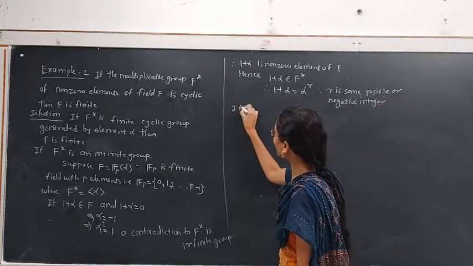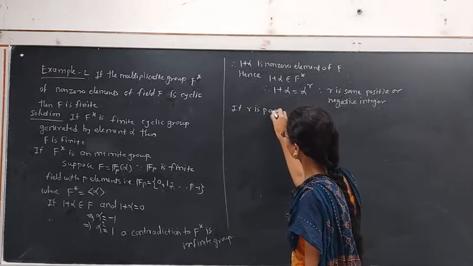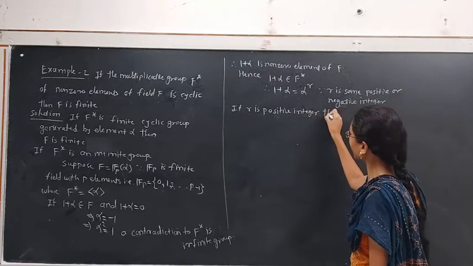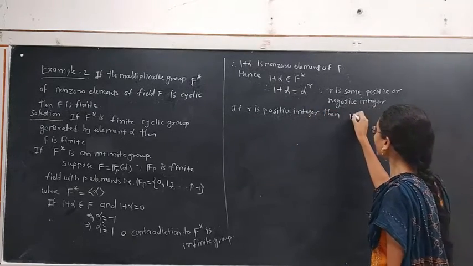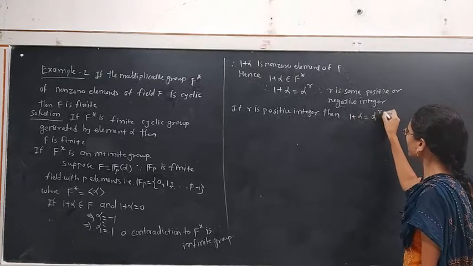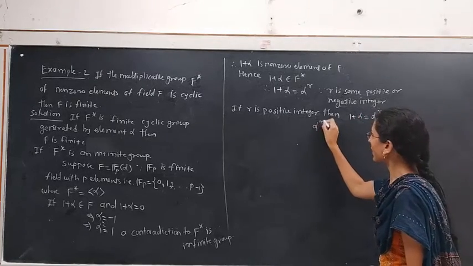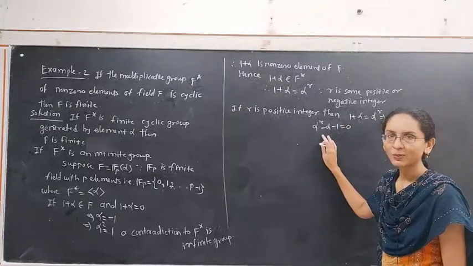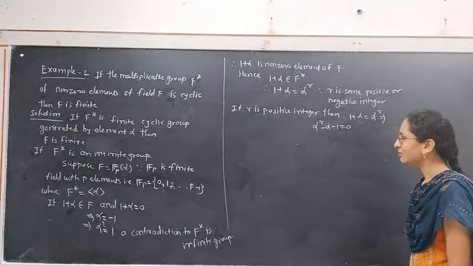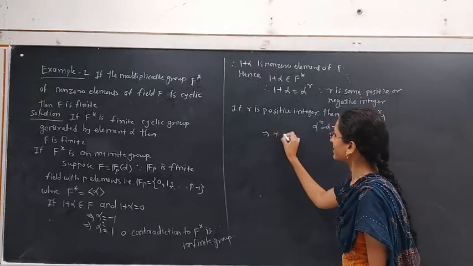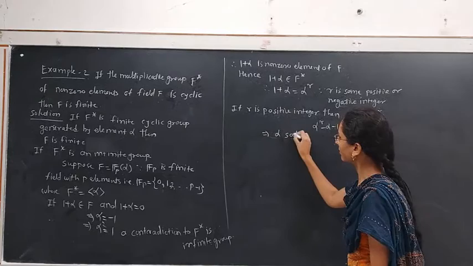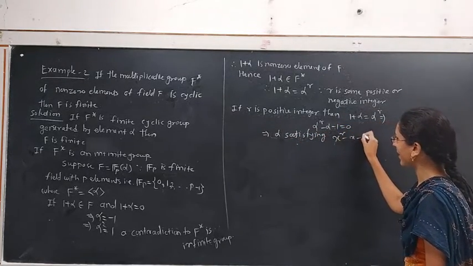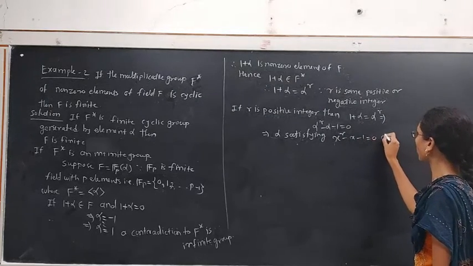If r is a positive integer, then 1 plus alpha equal to alpha raised to r gives alpha raised to r minus alpha minus 1 equal to 0. That means alpha satisfies a polynomial of degree r. This implies alpha satisfies x raised to r minus x minus 1 equal to 0 over F.